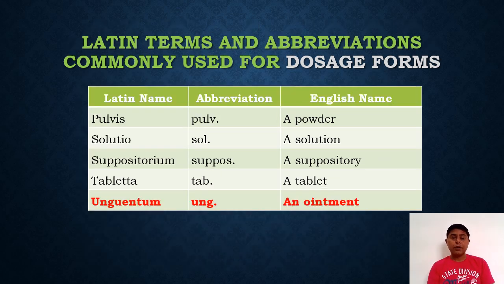Then there are a few terms like pulvis, a powder; solutio, a solution; suppositorium, a suppository; tabella, a tablet; unguentum, that is an ointment. Out of these, unguentum looks different than the terms which we usually use, because the rest we all know can be easily understood as to what dosage form they mean.